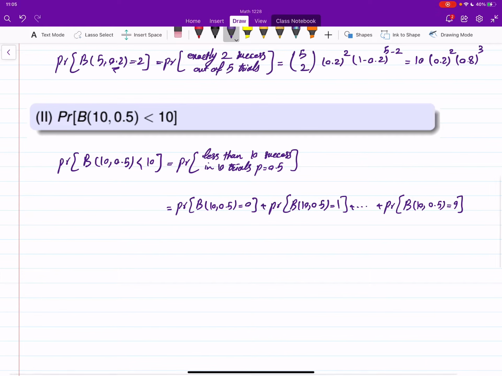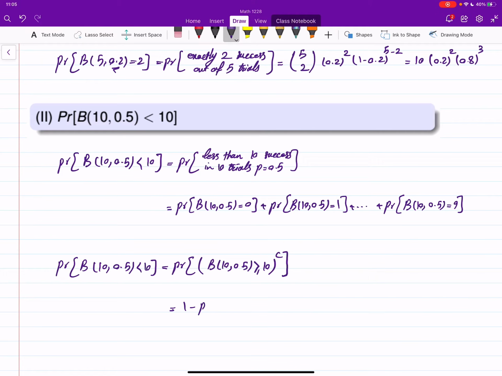But you see, adding 10 numbers like that, well, you can do it, but there's a better way of doing this, and that is using the complement trick. If we are supposed to have less than 10 successes, then the complement of that is going to be at least 10 successes. So the complement is what we are looking for. The probability of the complement is 1 minus the probability of the event itself.